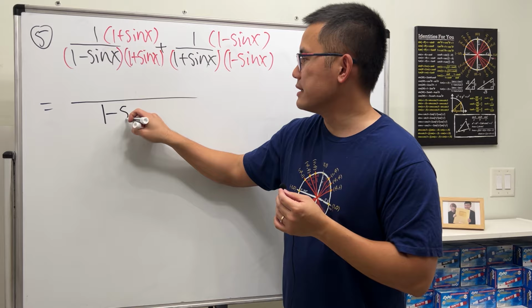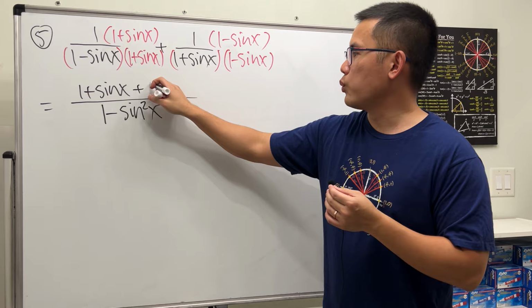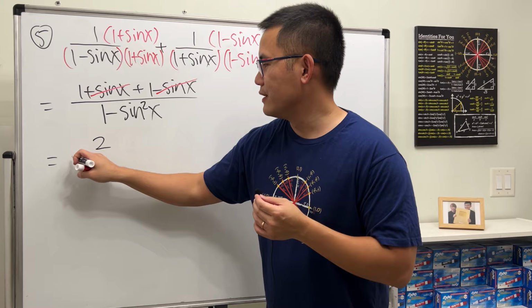For the top, let's just write it. 1 times that is just that, 1 plus sine x. Continue, plus, this is just 1 minus sine x. This and that cancel out to be 0. On the top here, we have 1 plus 1, which is just 2.